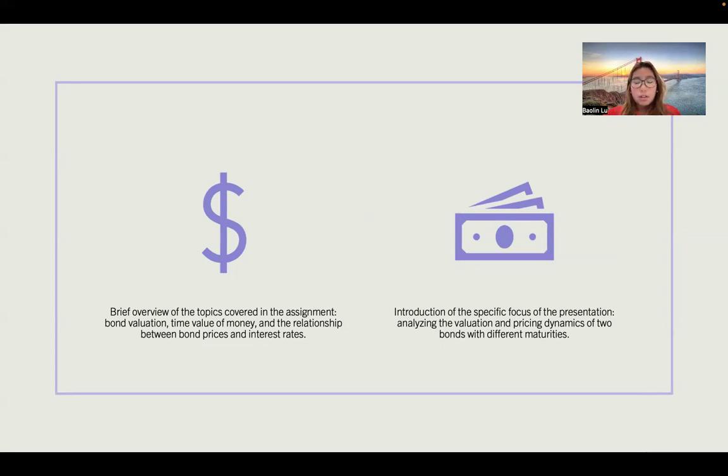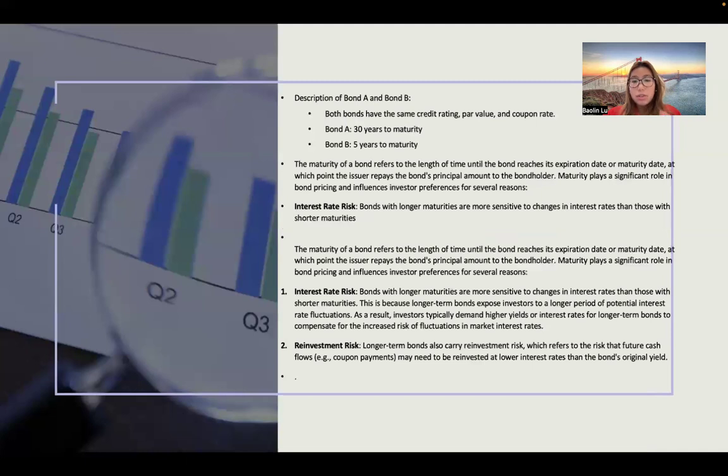Next, I'm gonna talk about the specific focus of the presentation, which is analyzing the valuation and the pricing dynamics of two bonds at different maturities. So, description of bond A and bond B. Both bonds have the same credit rating, par value, and also the coupon rates. Bond A has 30 years to maturity, while bond B only has 5 years to maturity.